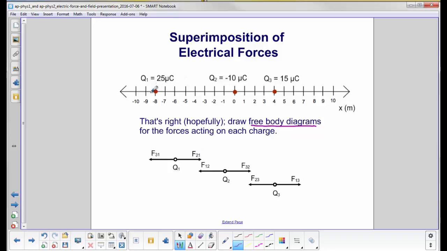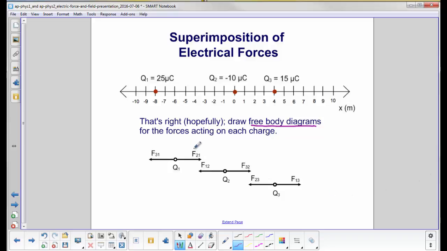Notice, since I'm working with charge 1, I'm going to assume these two guys aren't moving. I just care which way he's going to move. Which way is charge 3 going to affect charge 1? Well, they're both positive, so they'll repel. So charge 1 will move to the left. So the force that 3 exerts on 1 is to the left. And you can pause the video if you'd like, and verify that all these forces are in the right direction.